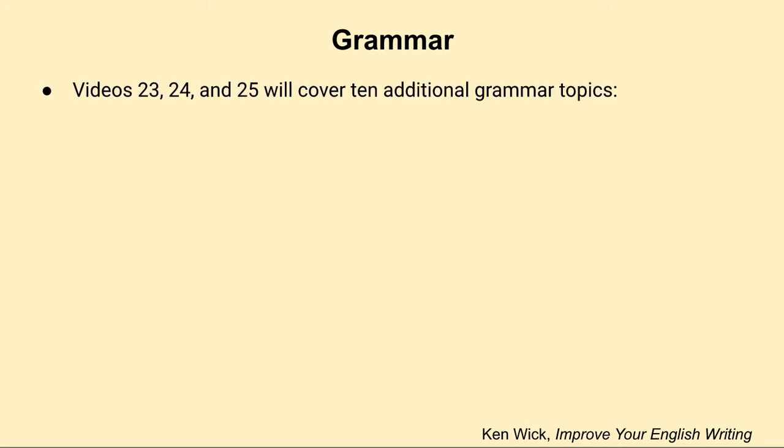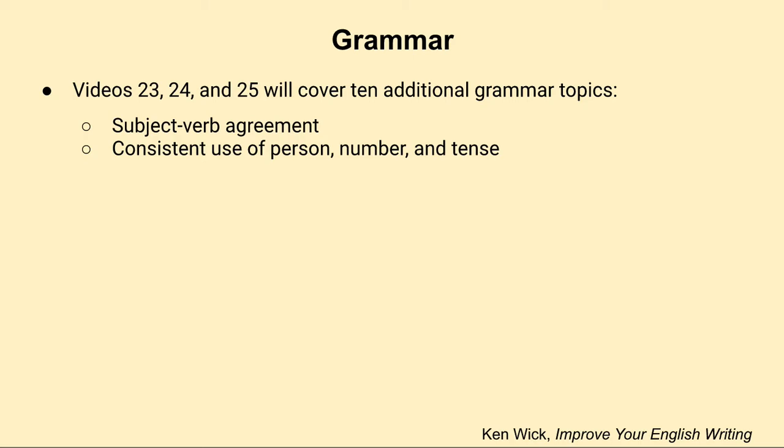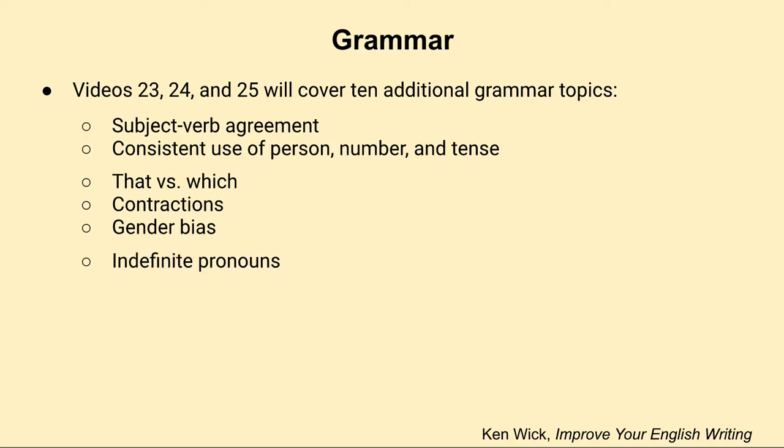So the next 3 videos, well, I guess this video and the next 2 videos, we'll cover 10 additional grammar topics. Those will be subject-verb agreement and consistent use of person, number, and tense, which will be covered in the rest of this video. In video number 24, we'll cover that versus which. When do you use either one of those? Contractions and gender bias.